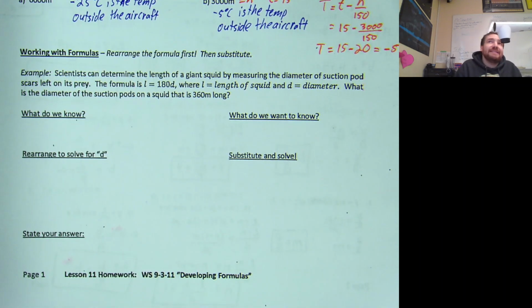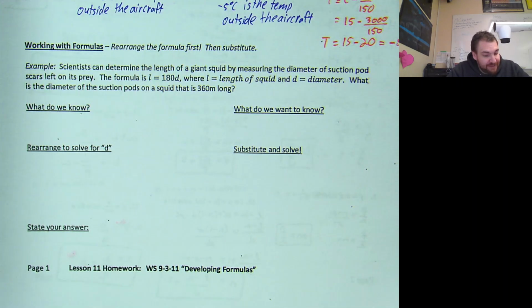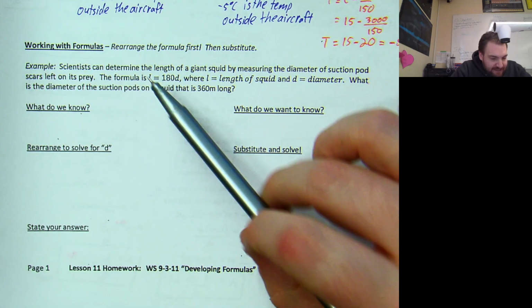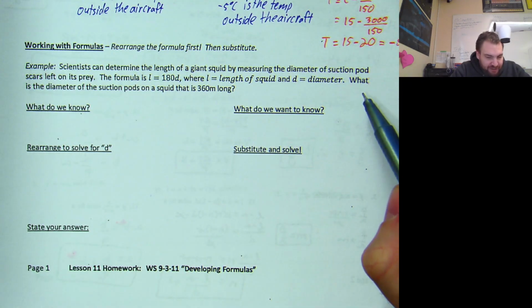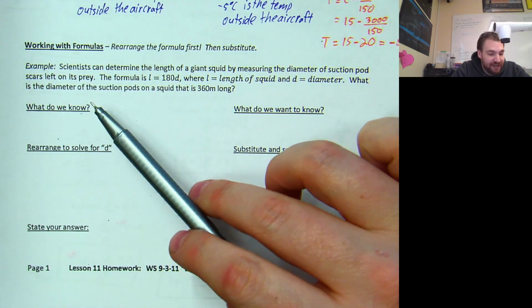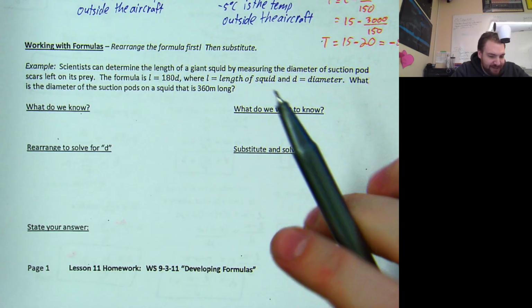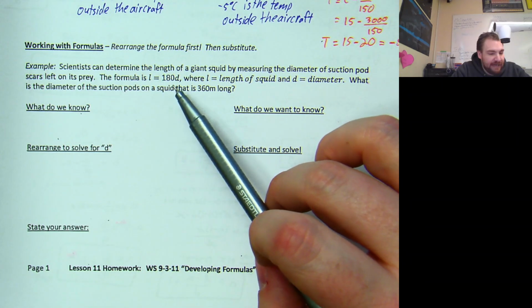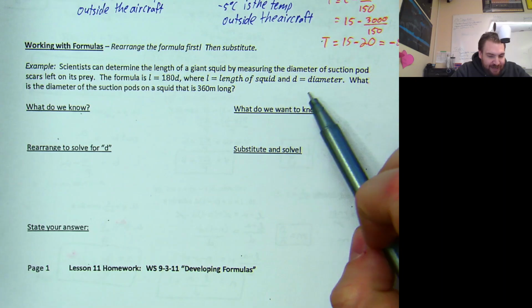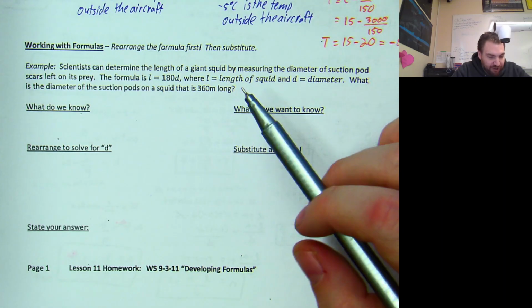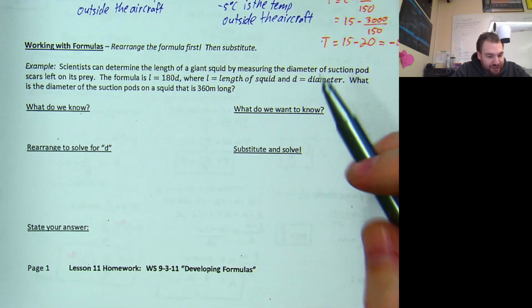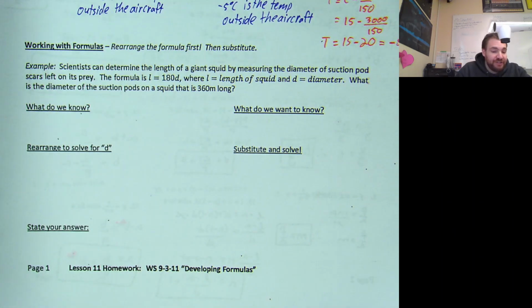Last example I'm going to do with you guys today is this here. We're working with formulas. There might be some circumstances where what you're looking for is not what the formula has already isolated. For example, scientists can determine the length of a giant squid by measuring the diameter of suction pod scars left on its prey. Now, this formula isn't accurate, but we're just going to assume it is. The formula is L equals 180D, where L is the length of the squid and D is the diameter of the suction pod scars. The question is, what is the diameter of the suction pod on a squid that is 360 meters long?